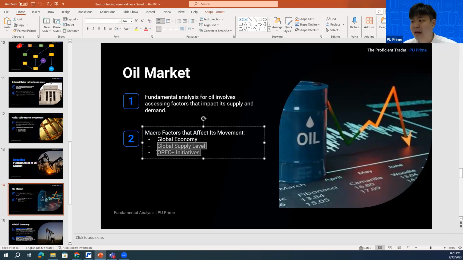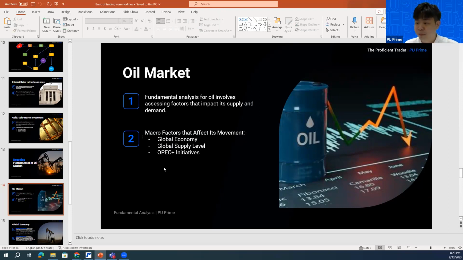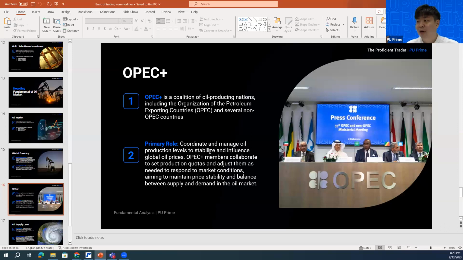And then the third thing is the OPEC Plus initiative. OPEC is a group, and their primary role is to coordinate and manage oil production levels to stabilize the price. Put simply, when they think the oil price is too cheap or too expensive, they will decide whether to increase or reduce oil production. This is also unpredictable and might trigger a lot of traders to experience losses just because of their statements. So this is something you need to bear in mind. You need to understand the OPEC perspective, and whether in future they are going to increase or decrease oil production, in order to enhance your trading strategy.